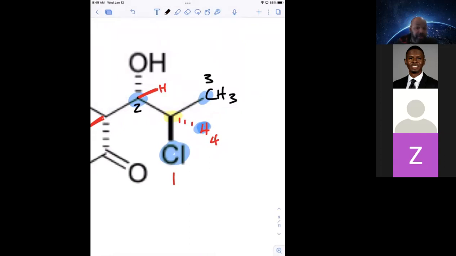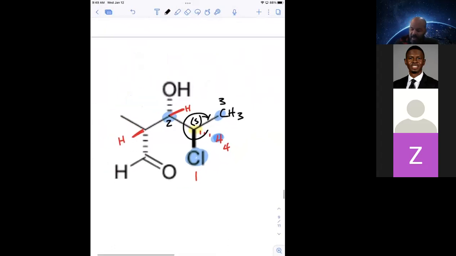What is the configuration? All I have to do is count to 3. S. S, because when I count to 3, I'm counting this way. So that stereocenter is S. Any questions about that?